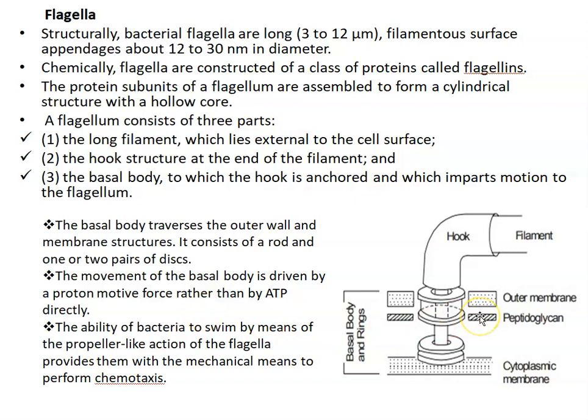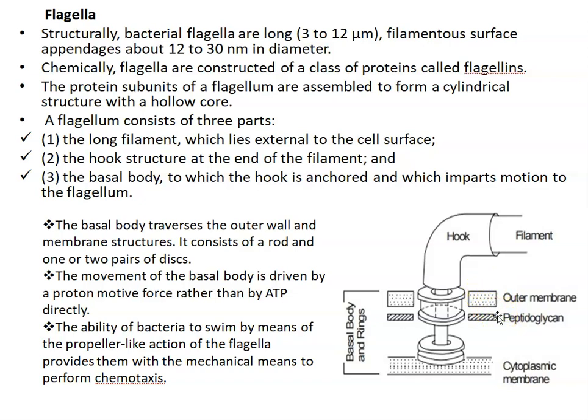A flagellum consists of 3 parts, as you can see in this diagram. A long filament which lies external to the cell surface, right? Second is the hook structure, which is present at the end of the filament, right? And the third one is the basal body, to which the hook is anchored and which imparts motion to the flagellum. The basal body traverses the outer wall and membrane structure, as you can see in this diagram.